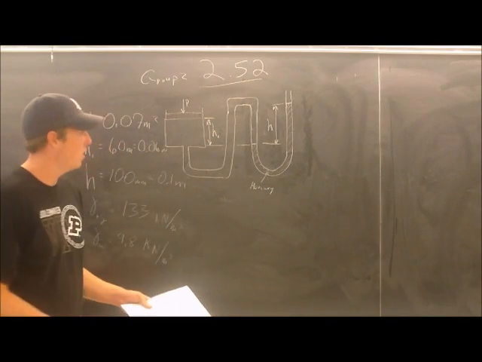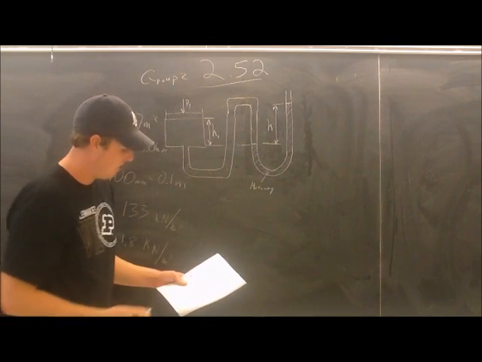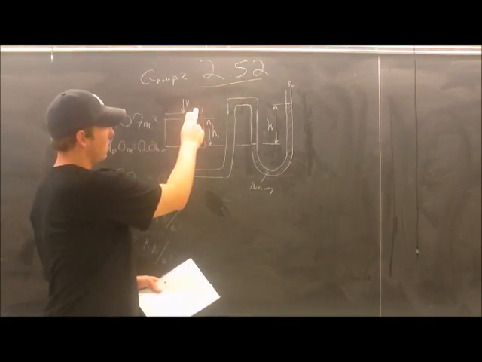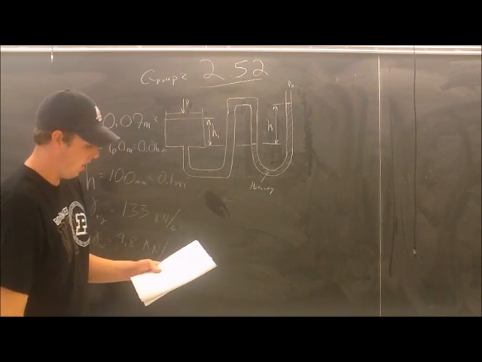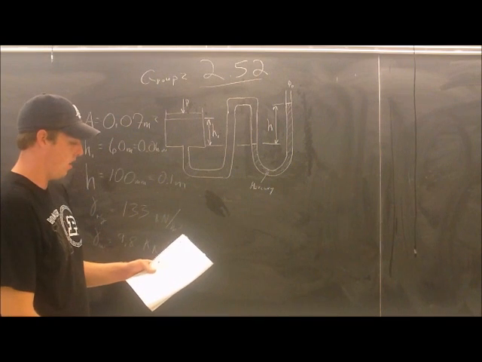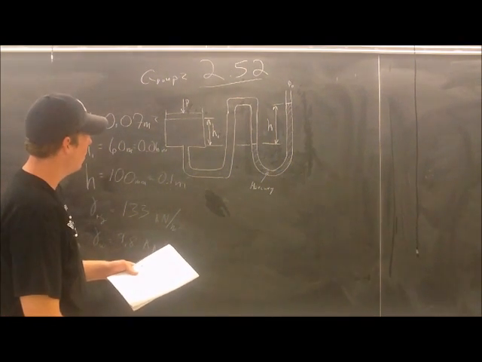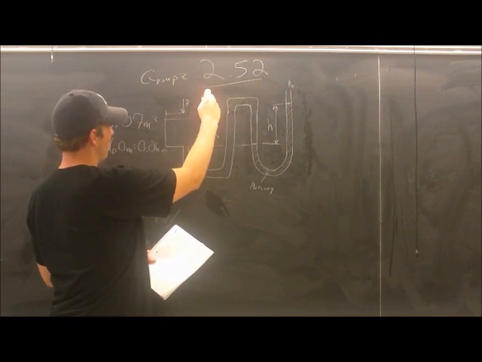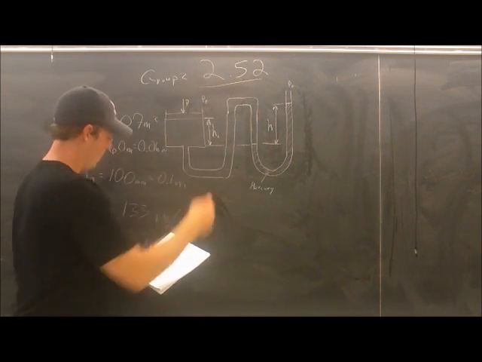Alright, to start out, we're going to call this P_P for pressure piston, and we're going to call this P_O for P open. This pressure and this pressure are open to the air, so that would be 101.3 kilopascals. This right here is force P, but we're going to call this pressure P_P for pressure piston.